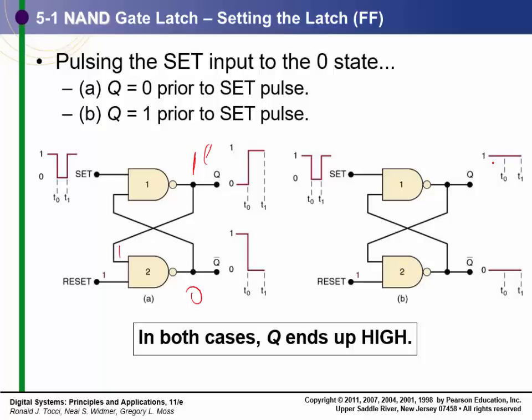So what we've got is a circuit with two NAND gates that will remember the state, and we can pulse it and force the output high by pulsing the set. All it takes is a short little pulse, and the output goes from a 0 to a 1, and it stays 1 until it sees a pulse on the reset. So we've got a set-reset flip-flop, and it's a fairly straightforward circuit. All it takes is two NAND gates, and it will keep that particular output. In both cases Q ends up high.